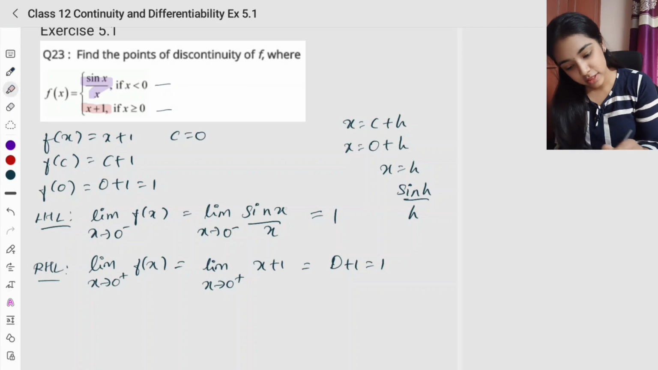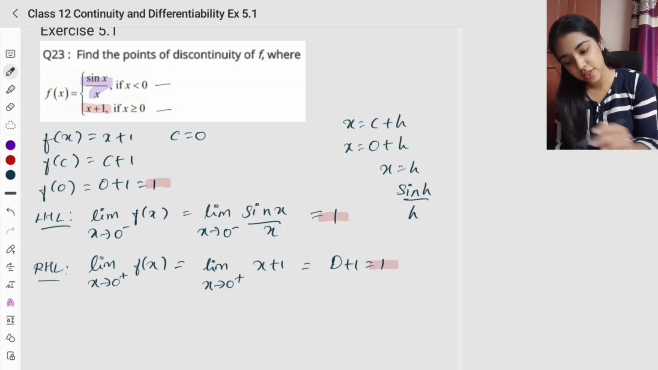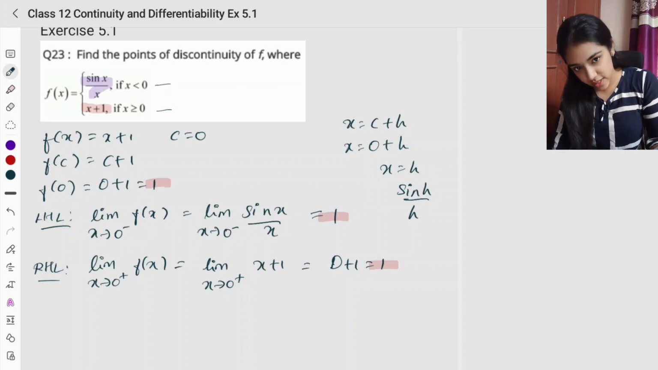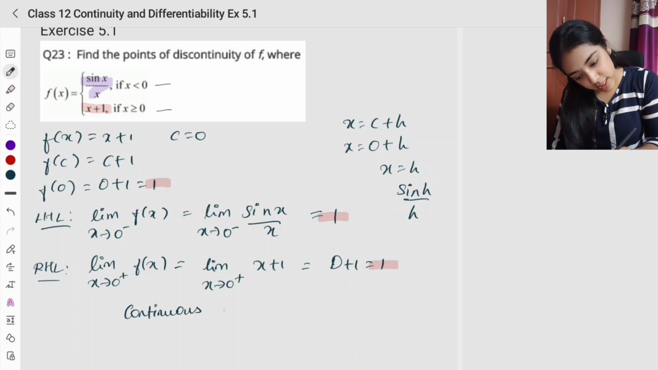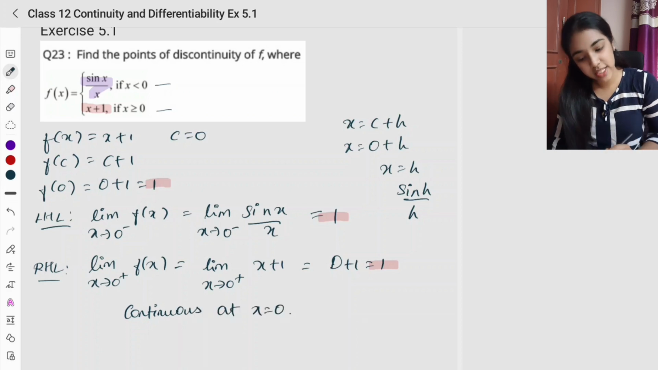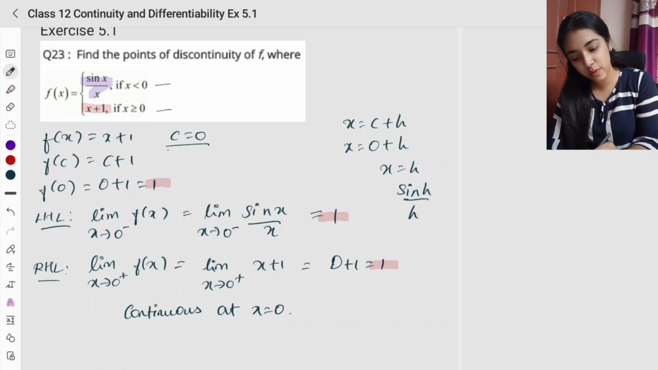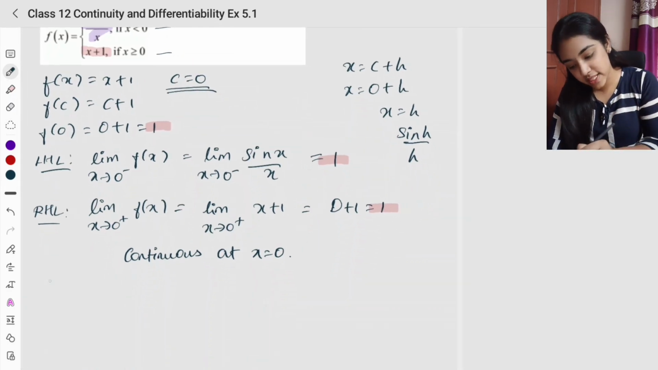So what do I see here? I have left hand limit equal to the right hand limit equal to f of c. So it is continuous at c equal to 0, at x is equal to 0. Now the first case is proved. For c equal to 0 we have proved. We need to prove for c less than 0 now.